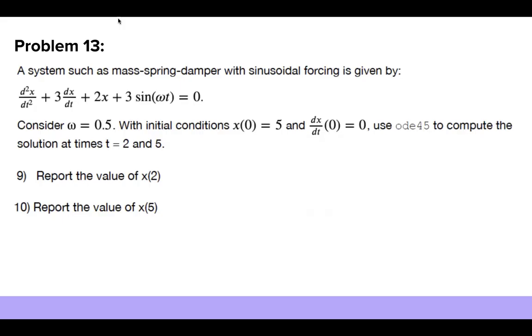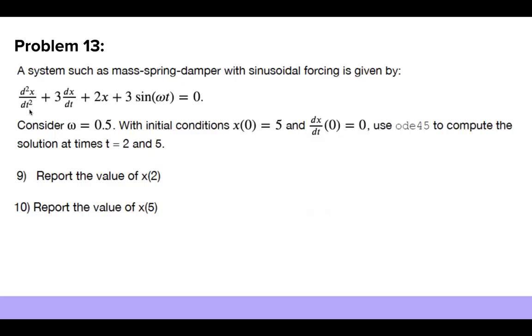The trick here is, since this is a second order ODE, you have your d square x by dt square term. So first, you have to convert this into two first order ODEs. How do you do that? You write dx by dt is equal to y. Okay, so that becomes your first equation: dx by dt is equal to y.